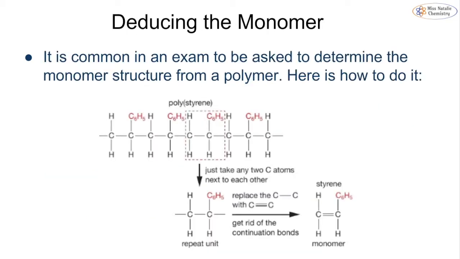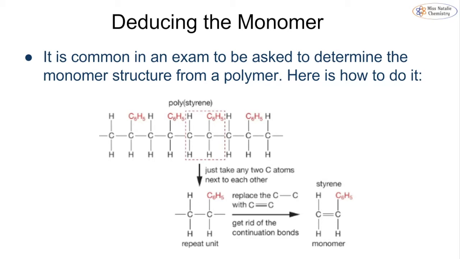Now, it's very common in an exam, even at single science, it's a problem-solving style question, to be asked the monomer structure from a polymer. And that can be quite a daunting question if you do get given that, because you see this huge structure that you've never seen before, and some people's first thought is to panic. What I want you to do is don't panic. It's actually much easier than you think.